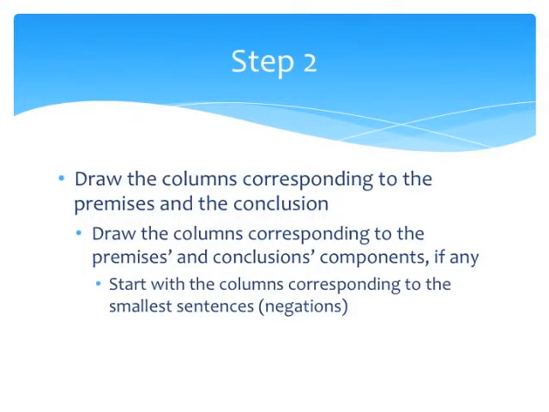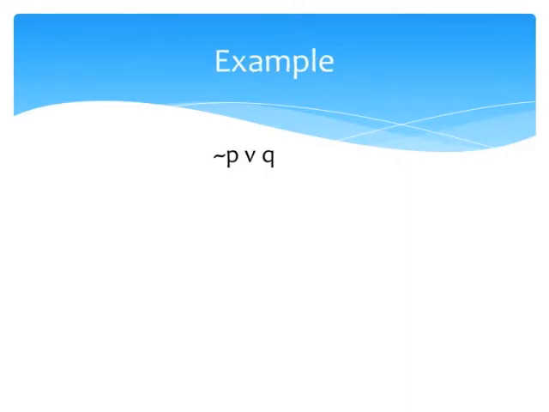The second step consists in drawing the columns corresponding to the premises and the conclusion. Now, if the premises or the conclusion themselves are conjunctions or disjunctions, then you do a column for each of the components, and so on. That means you should start from the smallest sentences. We'll see what this means in a second. So our first premise is not P or Q. Eventually we want to have a column devoted to that premise. But notice that this is a compound sentence, right? It is a disjunction, and it is a disjunction whose left disjunct is a negated sentence.